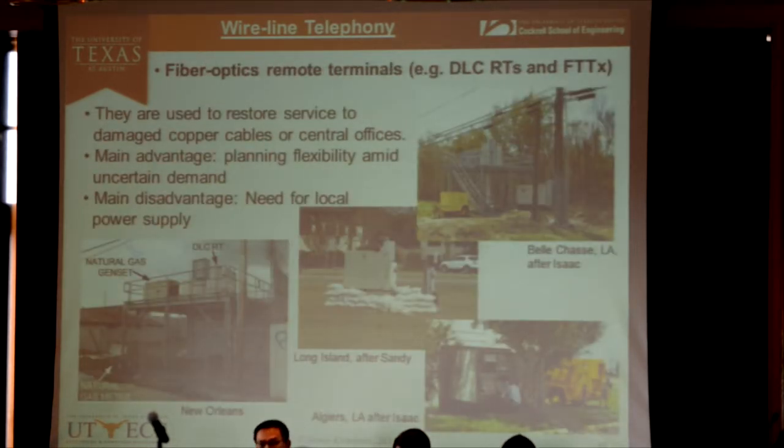The solution that was implemented after Katrina and in other disasters, even to replace some central offices, was to use fiber optic systems. You replace copper with fiber optic. And the good advantage that you have in these systems is their flexibility. When you need to replace infrastructure after a disaster, one question that you have is, what's your demand?